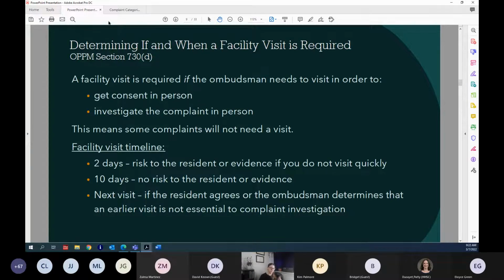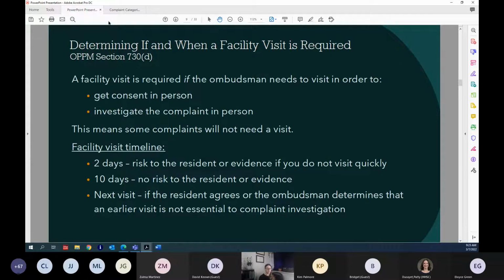I'll point you again to the OPPM, the Ombudsman Policies and Procedures Manual, Section 730. We wanted to go over this section because, like the 2 and 1 day response time, we have gotten some questions that people let us know that maybe it would be helpful to have some more clarification on these concepts. What gets confusing for some folks is remembering that you may have a complaint that doesn't actually require an in-person visit to the facility.